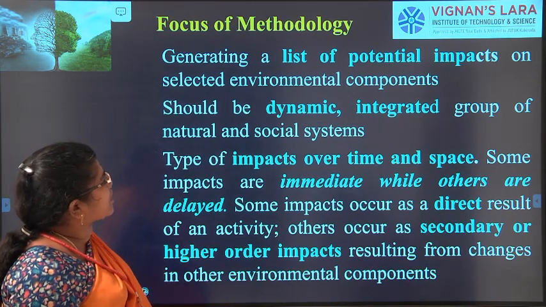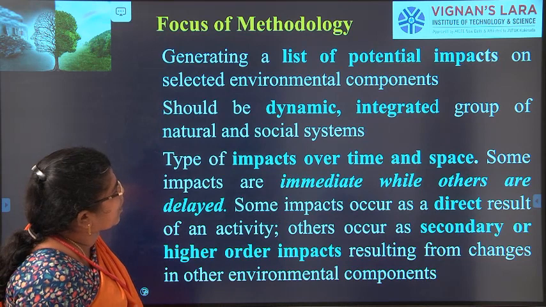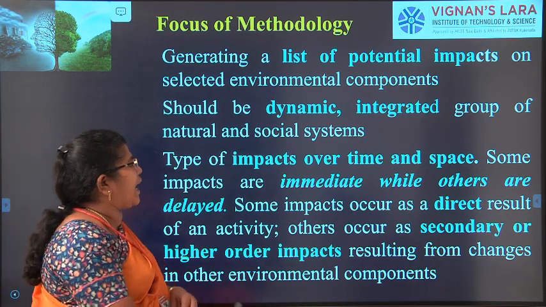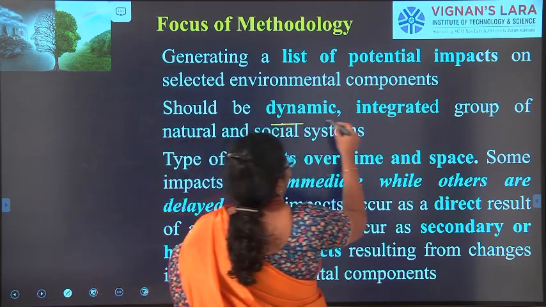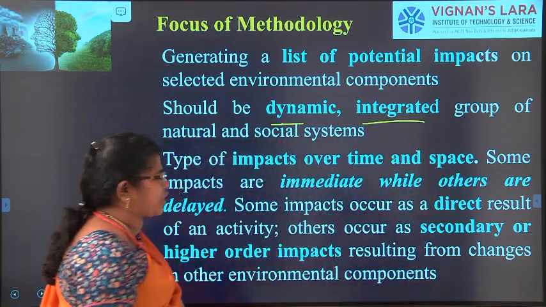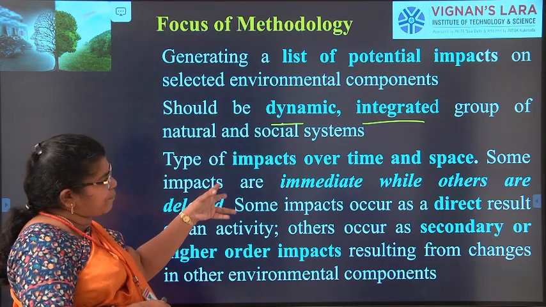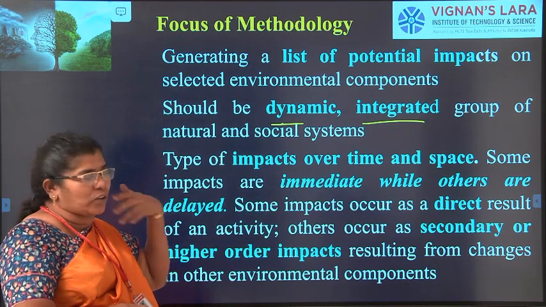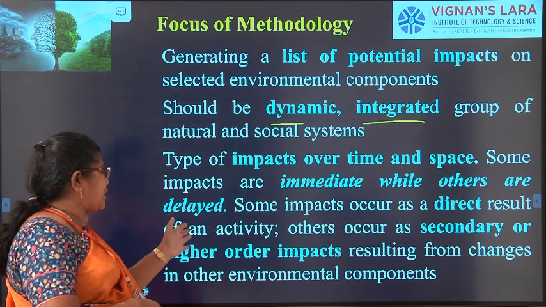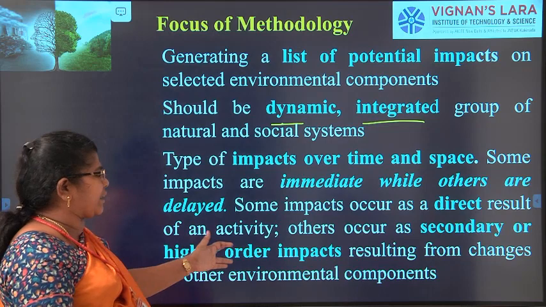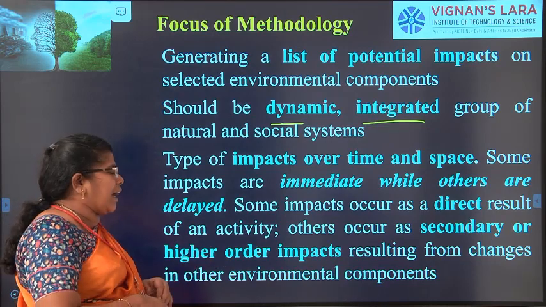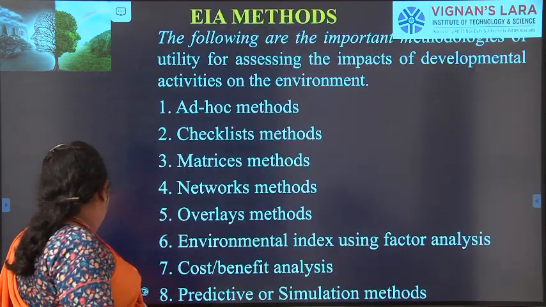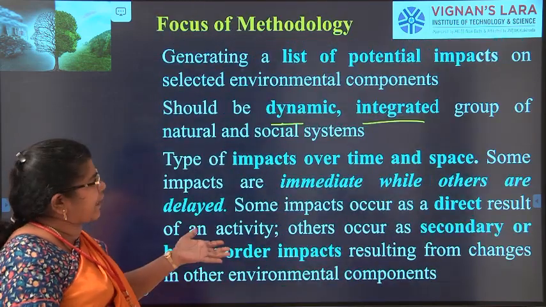Okay, so what is the focus of methodology? It is a list of potential impact on selected environmental components, and it should be dynamic. Integrated group of natural and social systems should be involved, and the type of impact over time and space. Again and again I am telling, it is the time and also the space. Some are immediate while others are delayed. Some are direct results of an activity, others occur as secondary or higher order impact. Okay, this is the focus on which the methodology has to be selected.